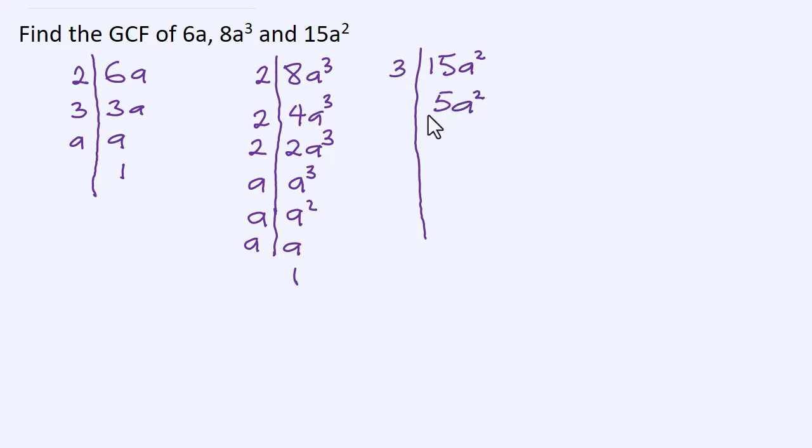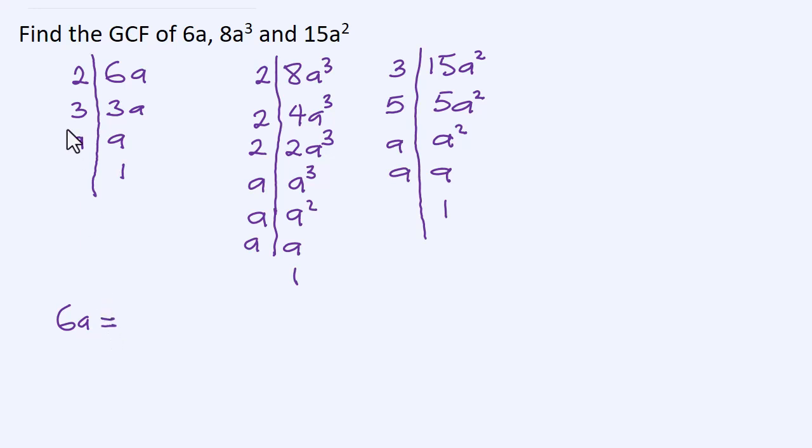Then remember a squared. 3 cannot divide 5. So 5 divided by 5, that's the next value we're going to use. Go to the next value above that one that cannot divide. And that is 1. Then a squared. At this point, nothing can divide except a. a divided by a squared gives us a. And a divided by a is what? 1.